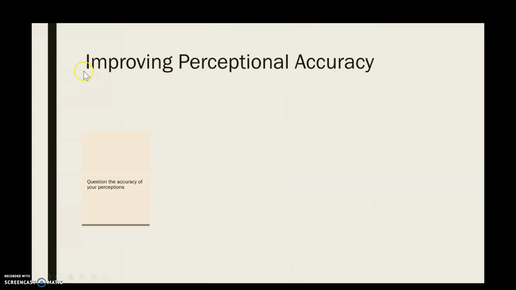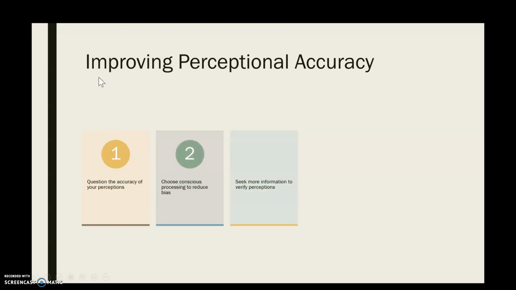So how do we improve it? Well, the first thing you want to do is question the accuracy of your perceptions. So think critically: is what I'm seeing accurate? And you can choose conscious processing to reduce bias. So instead of using the heuristics, the subconscious processing, where you're likely to rely on those attributions and impressions, switch it to the conscious mode and think about it. Think about what you're seeing and whether or not it's accurate.